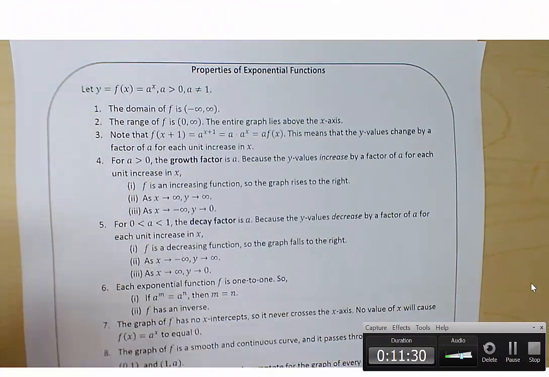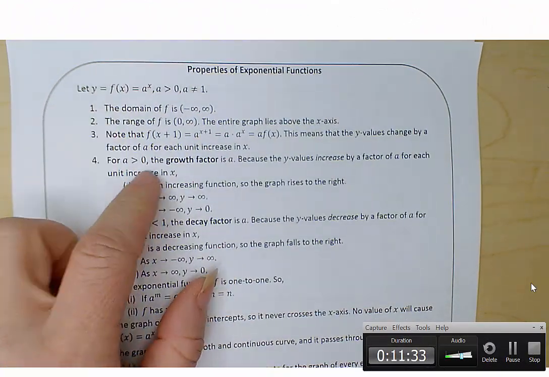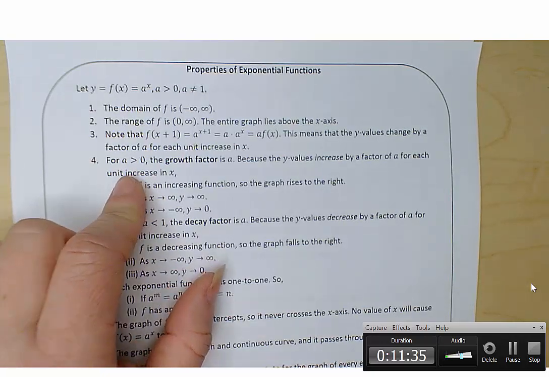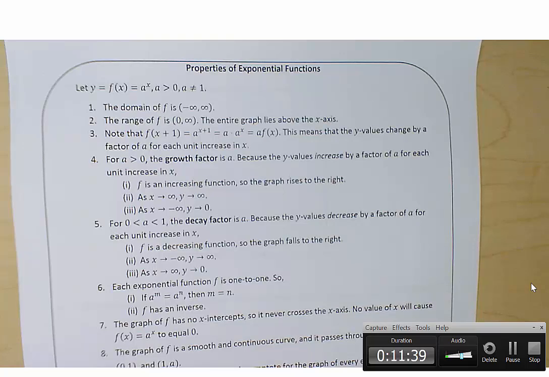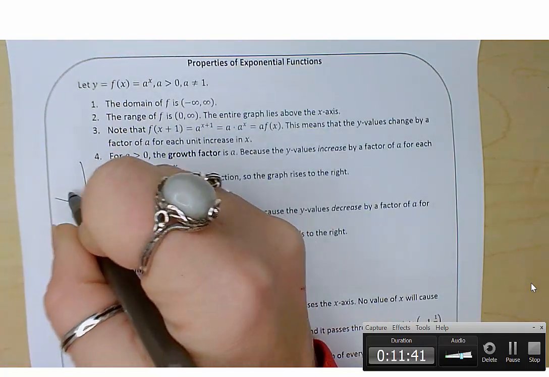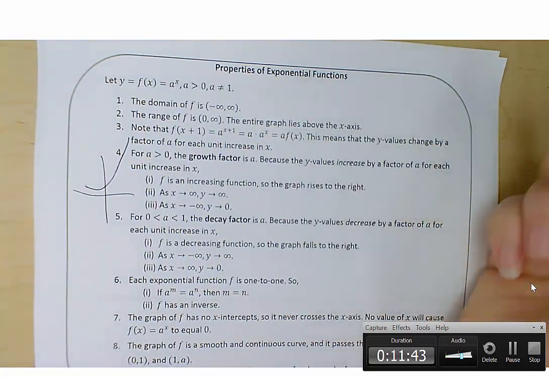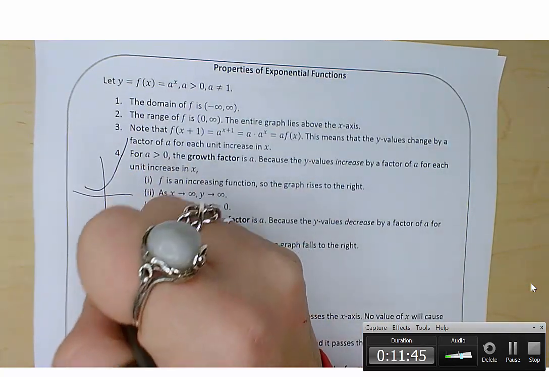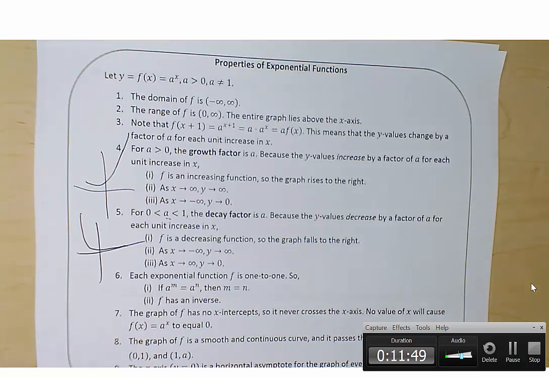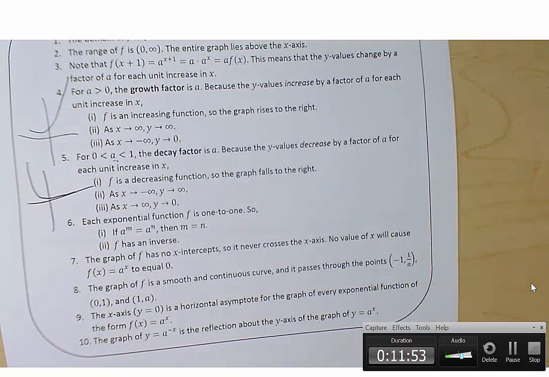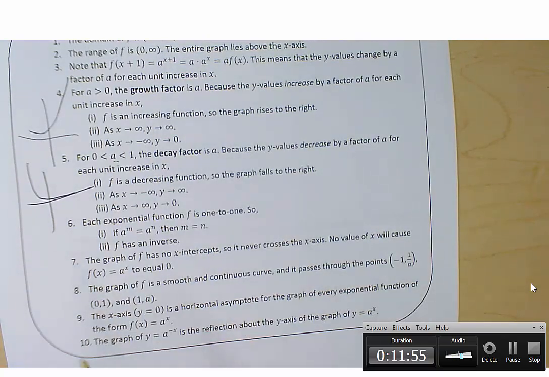So technically in my brain, I always think of this as if a is greater than 1. If a is greater than 1, you are talking about the growth factor, which is an increasing function. So that's the one that goes this direction. If your base here is between 0 and 1, you are talking about that decreasing function that goes in this direction here. So kind of just some extra things about it.